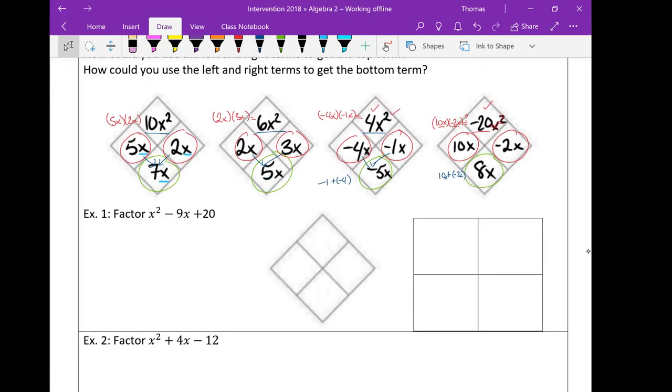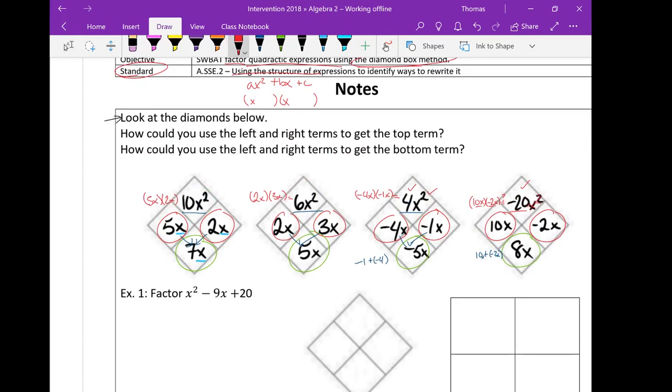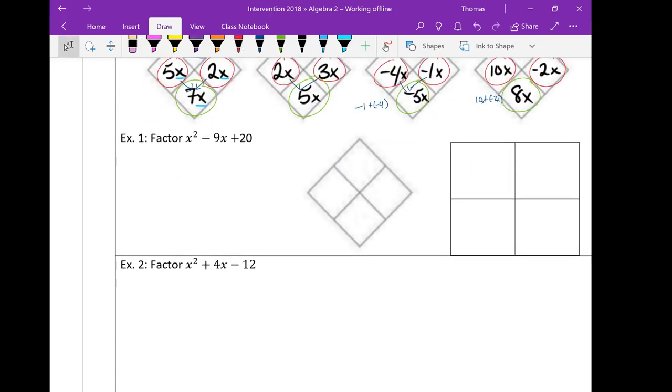So in this diamond box method, to summarize, how could we use the left and right terms to get the top? We multiply. And how can we use left and right terms to get the bottom? We add them. So when we're factoring quadratics, we actually have to solve this exact problem. We need two numbers that multiply to make a certain number and two numbers that add to make a certain number. We're going to discuss those right now.